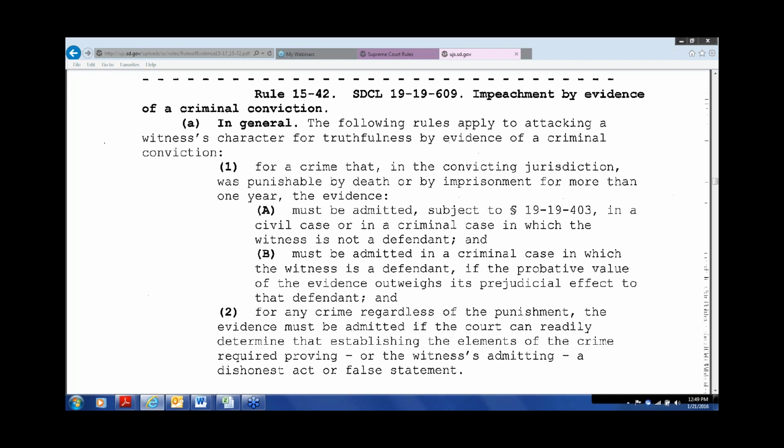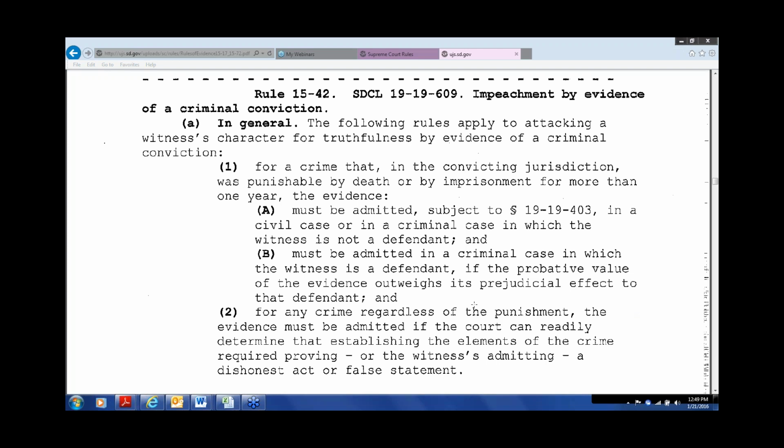If, though, the witness is the defendant in a criminal case, we're going to use the same standard we always did, which is probative value has to exceed prejudice. In addition, the court adopted the federal language for 609(a)(2) dealing with impeachment with crimes involving dishonesty or false statement.